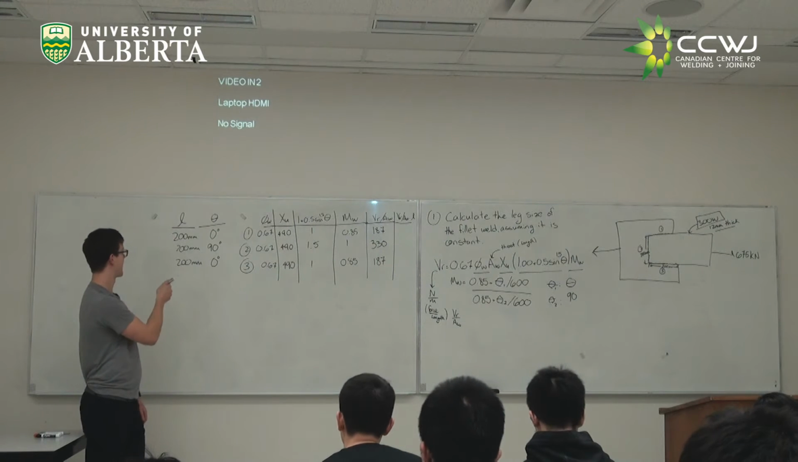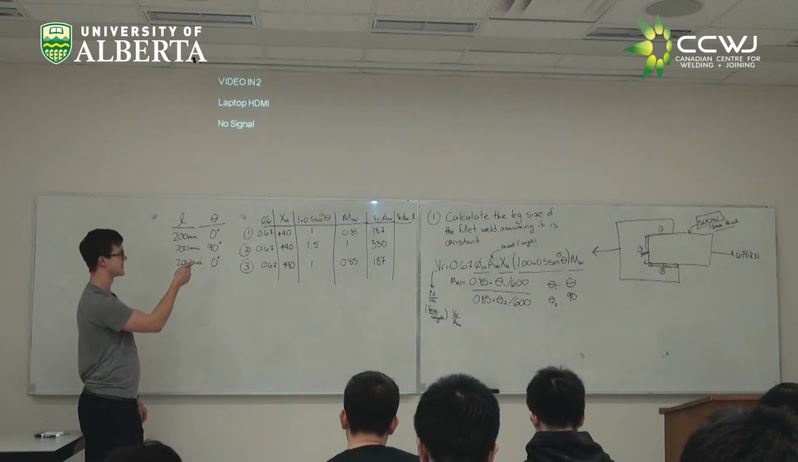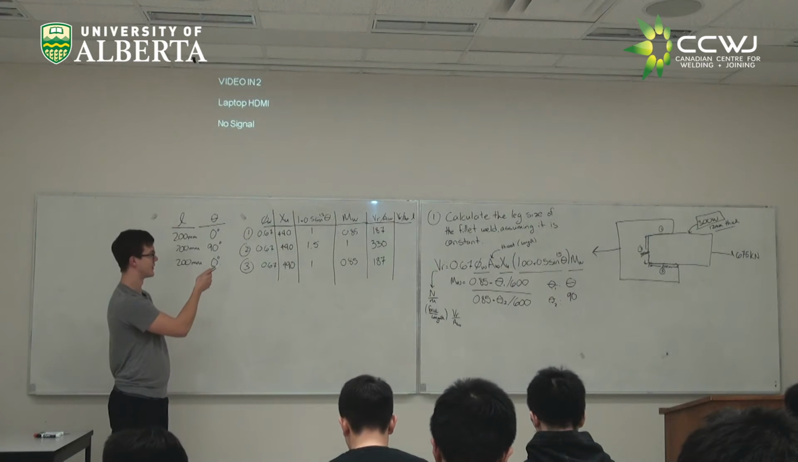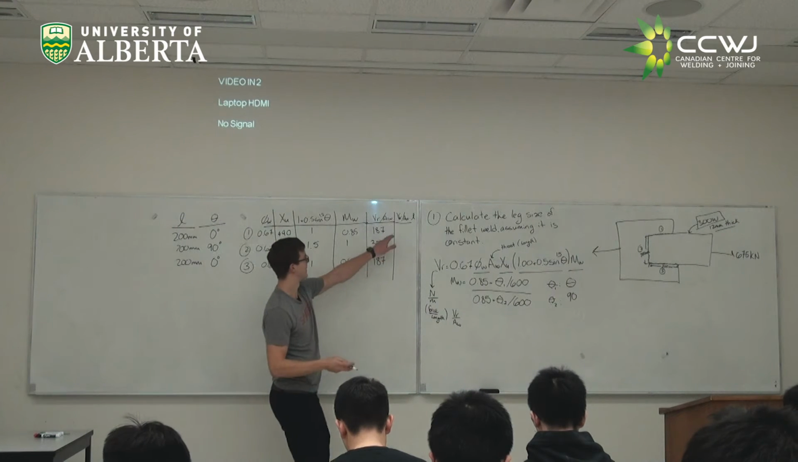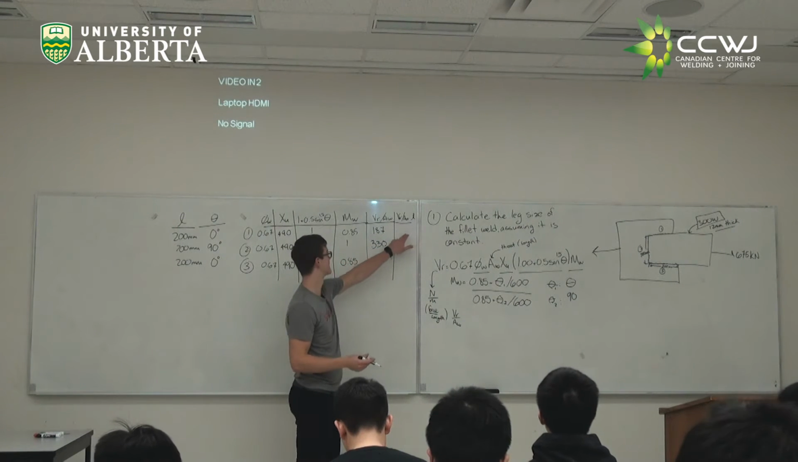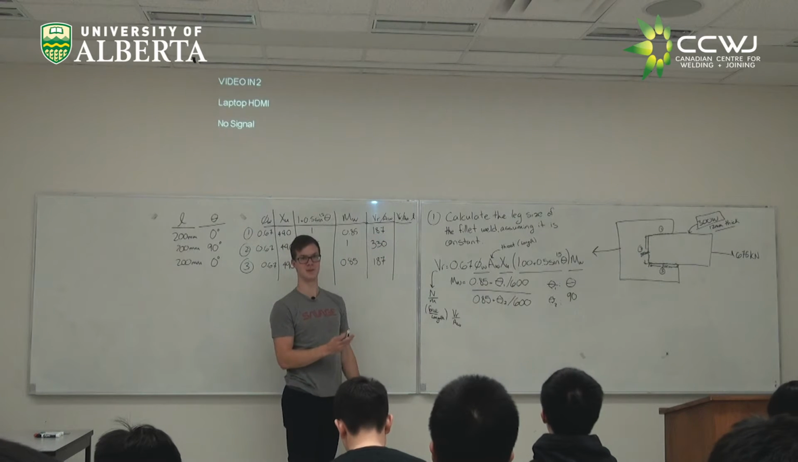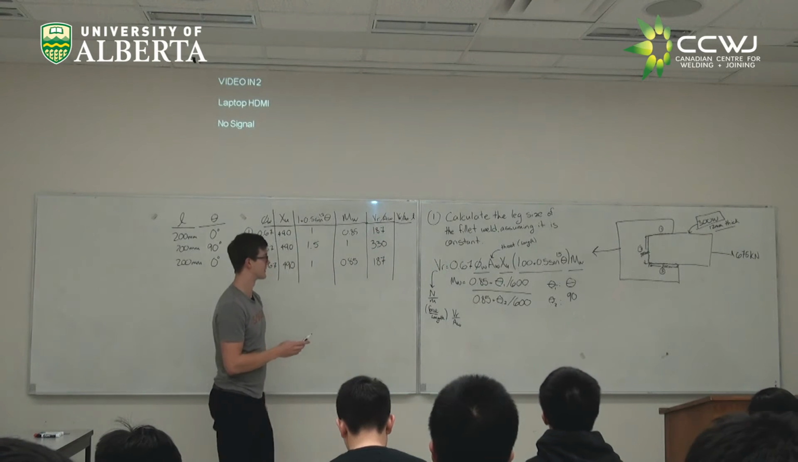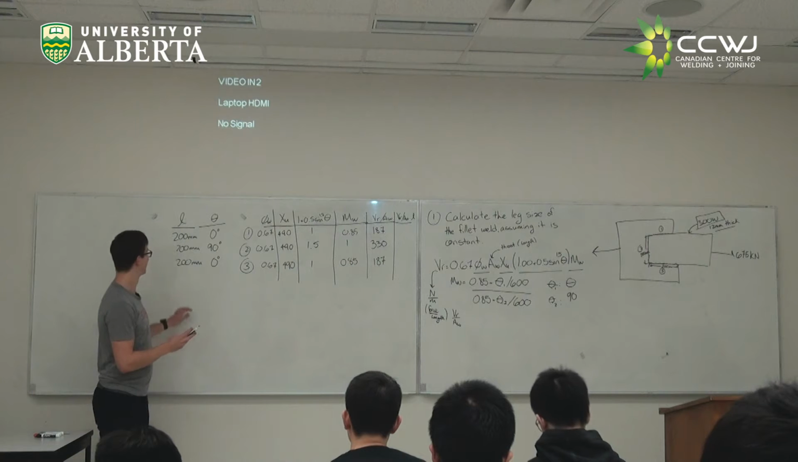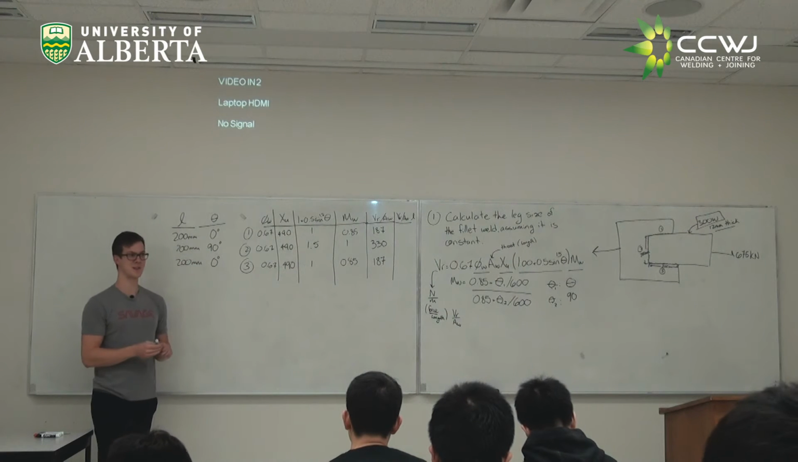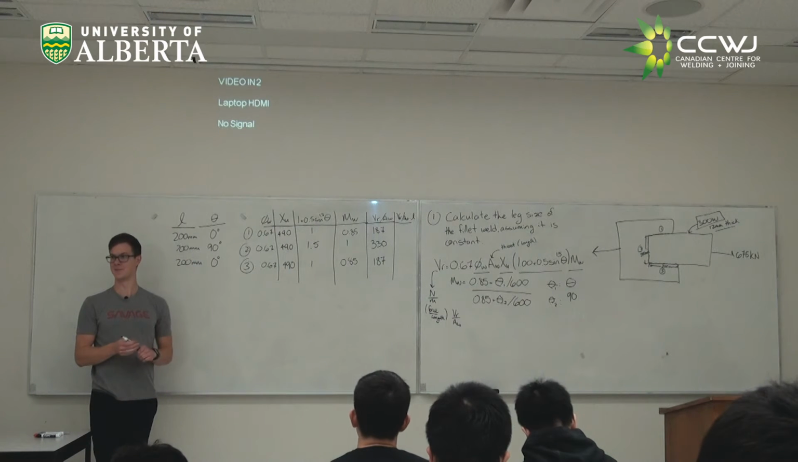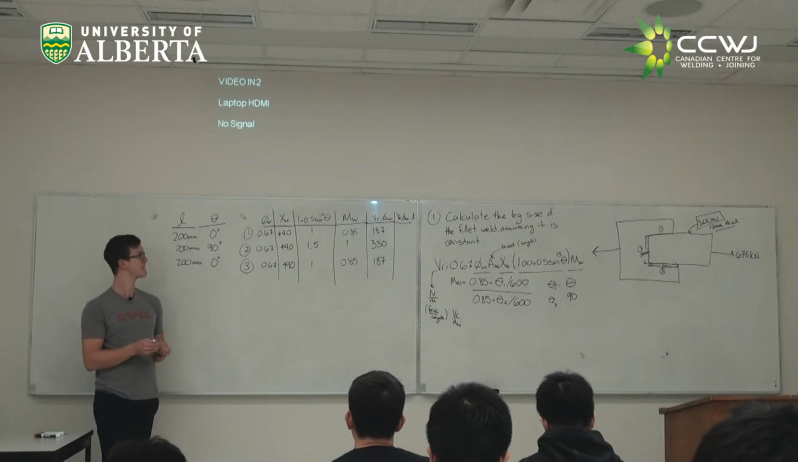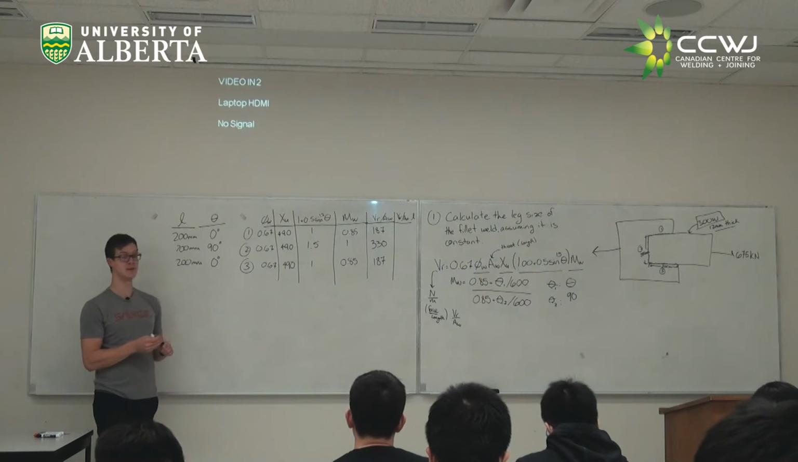So if we have all of our welds at 200 millimeters, we have VR over AW. Hopefully it's pretty easy to see that this VR over AW over L is just going to be this number times 200 millimeters. Now, we're going to stop for a second. Does everyone understand why we would want to calculate VR over AW times L?